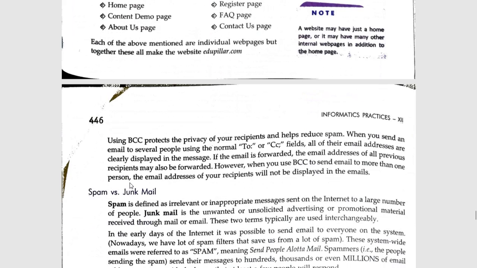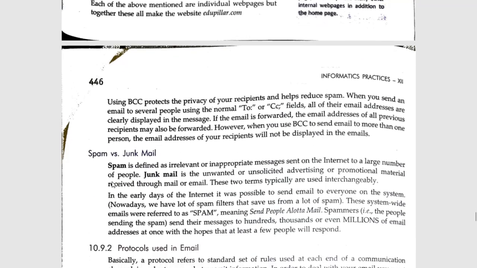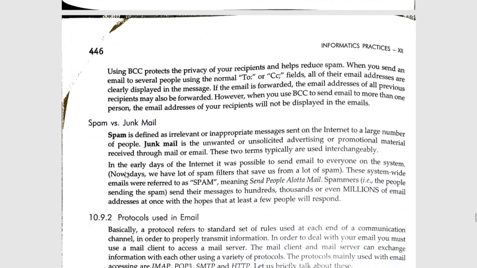Okay, now let's move forward. Let's move to this part of spam versus junk mail. So what is spam? Spam is defined as irrelevant or inappropriate messages sent on the internet to a large number of people. Junk mail is unwanted or unsolicited advertising or promotional material received through mail or email.